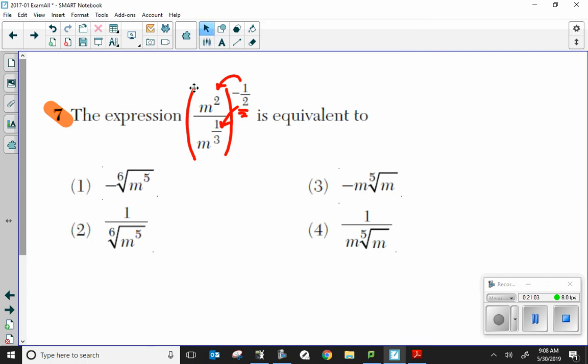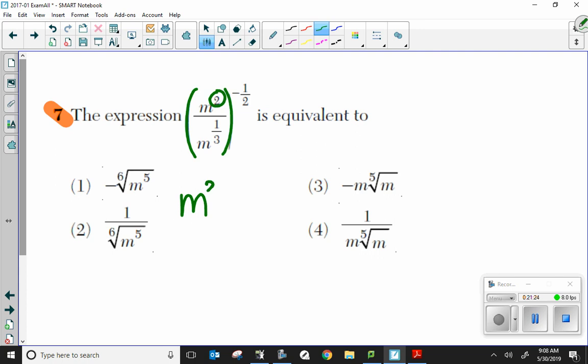I will simplify what's in parentheses first. And this is really just a question that tests you on your knowledge of rules of exponents. Whenever I divide two common bases with exponents, I subtract the exponents. So really what's in parentheses here is m to the 2 minus 1/3. That's raised to the negative 1/2.